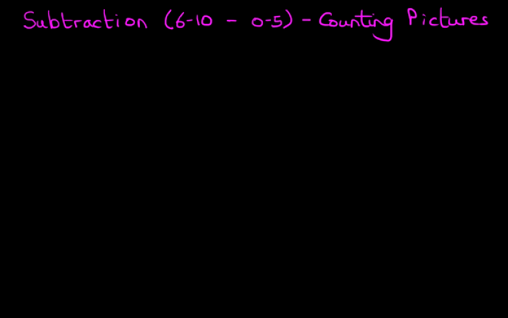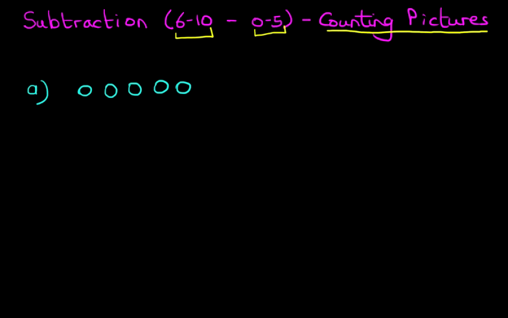In this tutorial we will learn how to subtract numbers 0 to 5 from numbers 6 to 10. And we're going to do this by way of counting pictures. So let's have a look at our first example. In the first example I'm going to use circles. I'm going to draw out the question first, and then we're going to go through it.